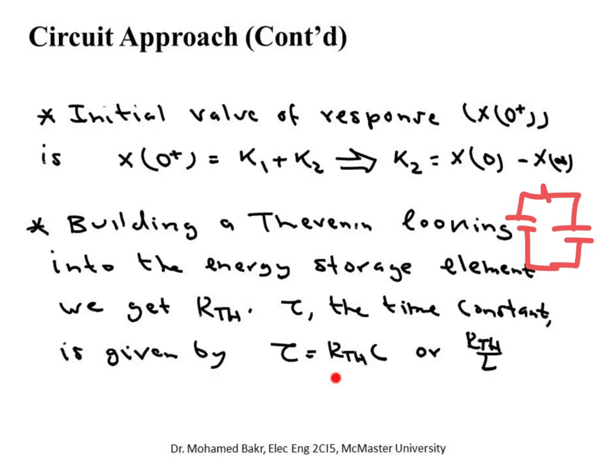Okay, this is for a capacitor. If this was an inductor, the charging or discharging time constant will be L. It's actually L over R Thevenin. It should be L over R Thevenin here. Okay, it's not R Thevenin over L. It's L over R Thevenin.